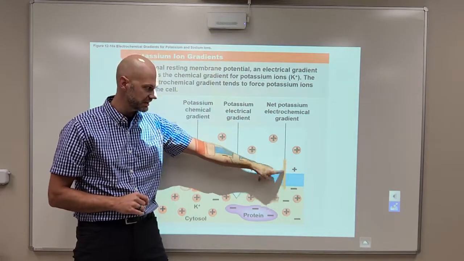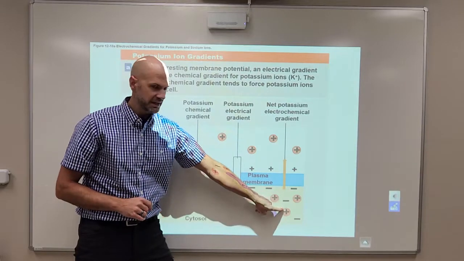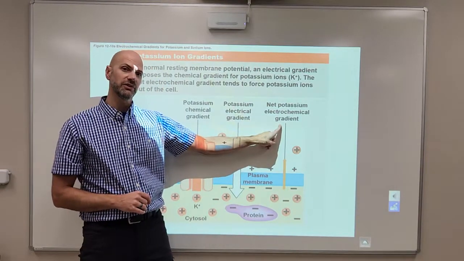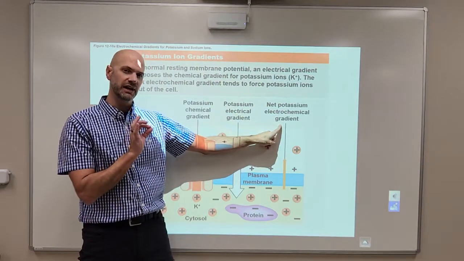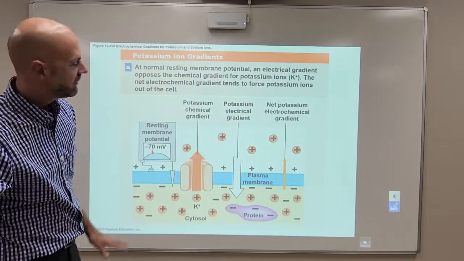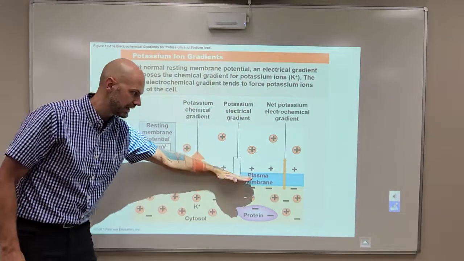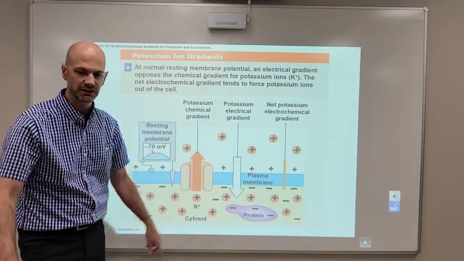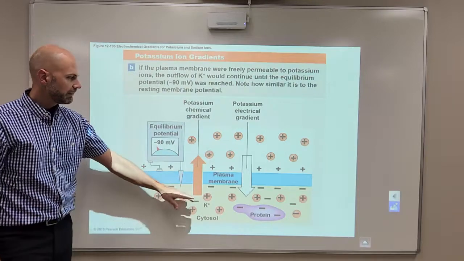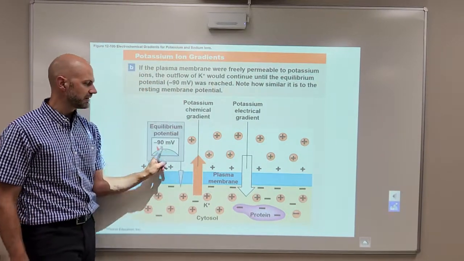So this is the electrochemical gradient. Potassium is going to want to flow outward, and it is a small effect. It's smaller than sodium. If we were just to allow them to move freely, let's say we open up all the channels, all the potassium here would flow outward.